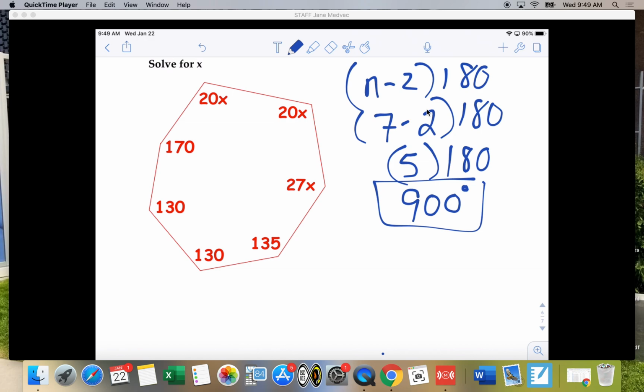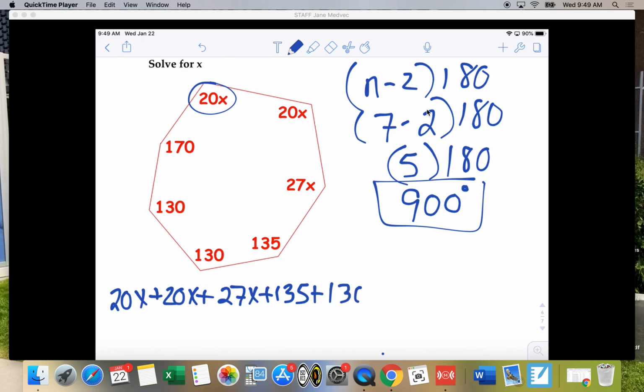We would add them all up, equal to 900, and solve for x. Very good. Yeah, absolutely. So I'm going to pick one of the vertices. I'm going to start with 20x, and I'm going to go clockwise. So I'm going to go 20x plus 20x plus 27x plus 135 plus 130 plus 130 plus 170 equals 900. So that's how you'd set it up.